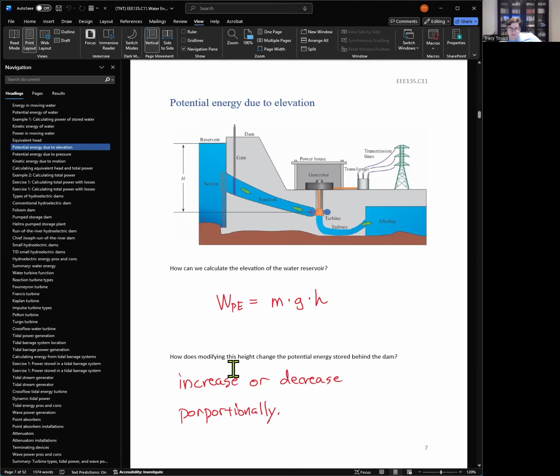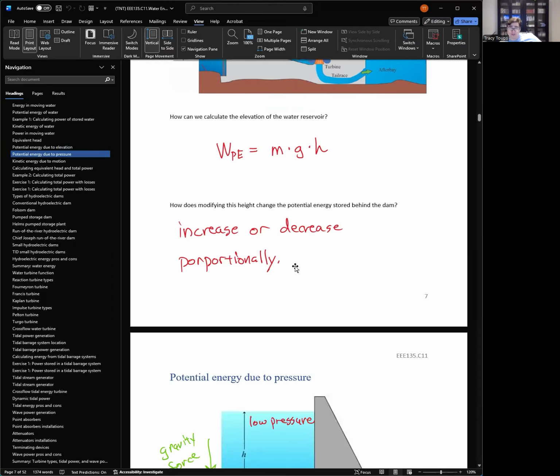How does modifying this height change the potential energy stored behind the dam? The bigger or smaller this height, the bigger or smaller the reservoir, right? So it'll increase or decrease proportionally. At the end of the day, you have the h right here multiplied, so it's a proportional increase or decrease. So if we make the dam shorter, we're going to lose some power. If we make the dam taller, we're going to increase power, or energy.